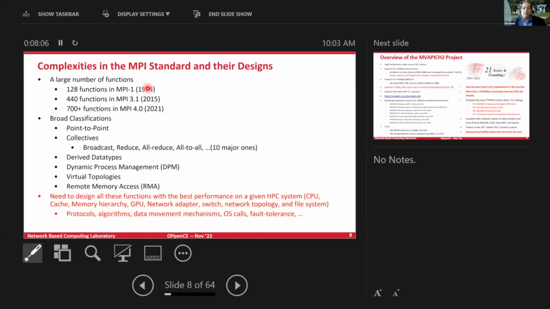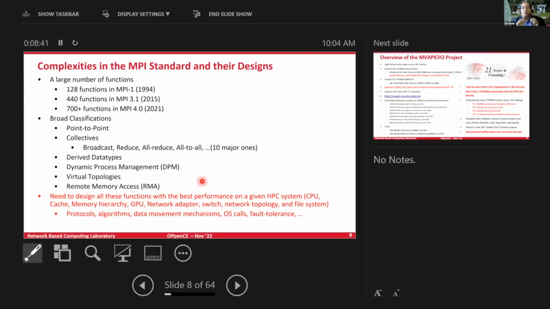Now, just to understand the complexity, if some of you are familiar, take a look at the MPI standard, it has been evolving. In 1994, MPI 1 was introduced. It had only 128 functions. In 2015, MPI 3.1 was introduced, 440 functions. And now, last year, MPI 4 was introduced, 700 plus functions. And of course, all those functions are in different classifications: point-to-point, collectives, derived data types, dynamic process management, virtual topology, RMA.